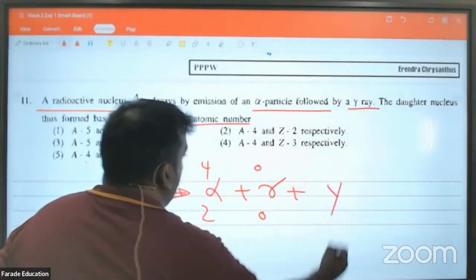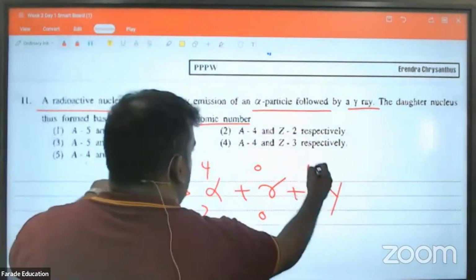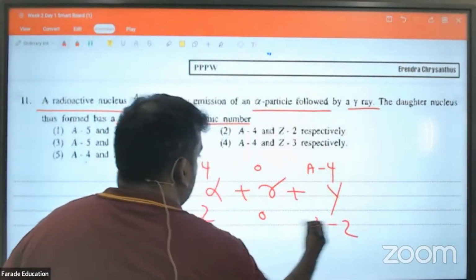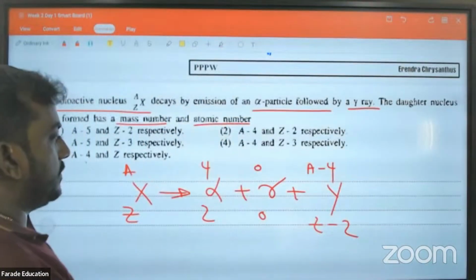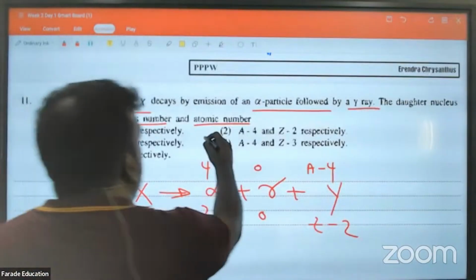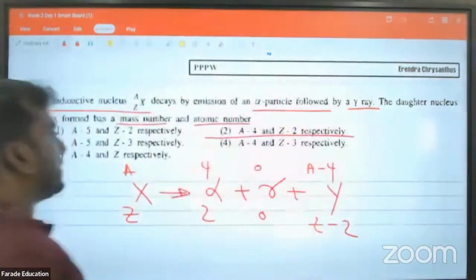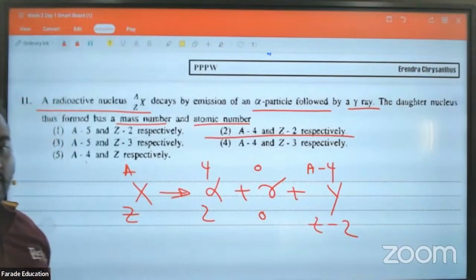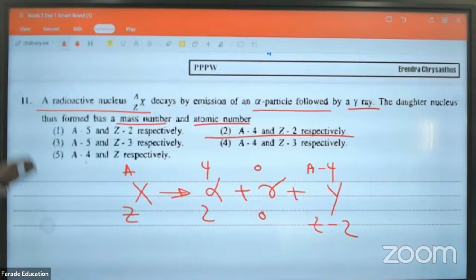What is your daughter nucleus? That is A minus 4, Z minus 2. A minus 4, Z minus 2 is answer number 2. The 11th one, answer number 2.